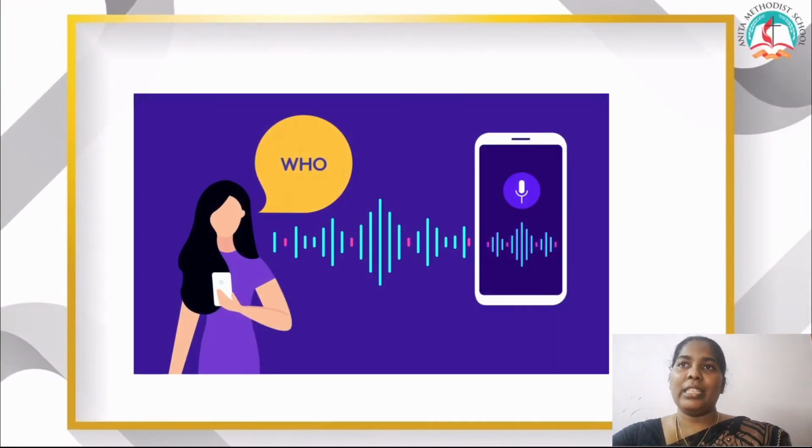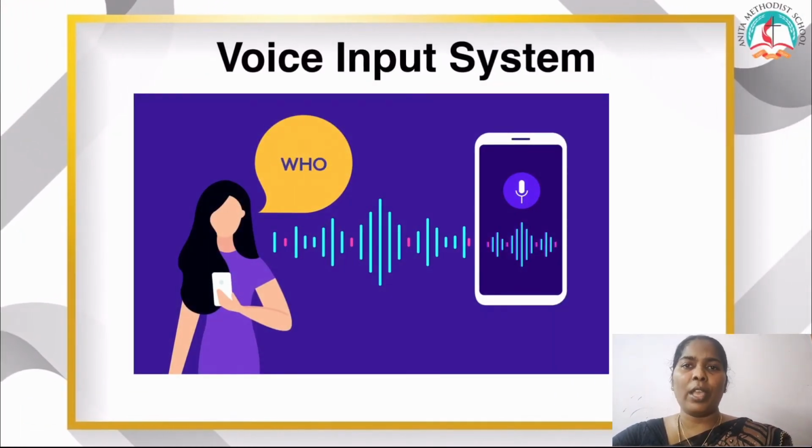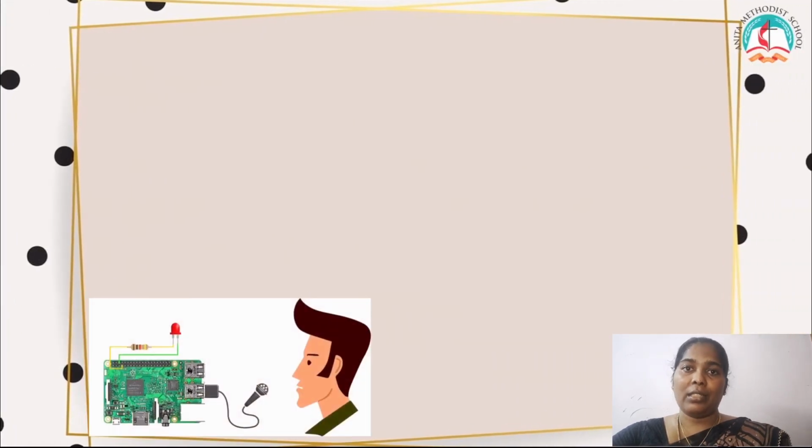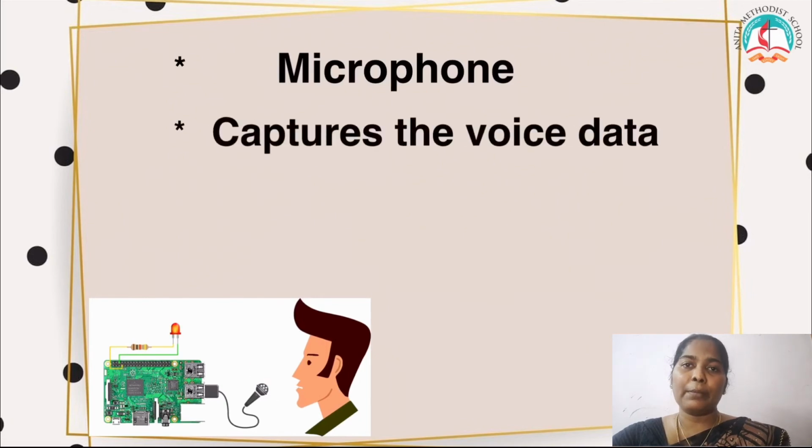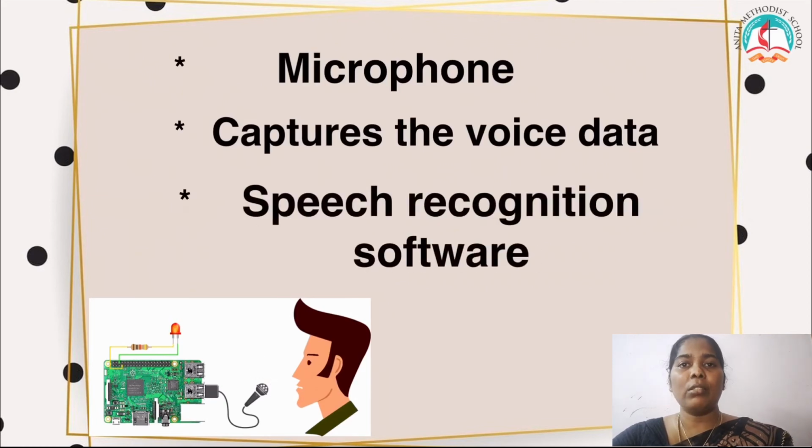Next one is the voice input system. What is a voice input system? Yes, here they use a microphone. Why do we use a microphone? Yes, if I want to speak something, if I want to record my voice, I will use a microphone to get the data from the user, and I can pass the data to the computer. And, as I already explained, it captures the voice data, and also here they use speech recognition software. The computer understands.